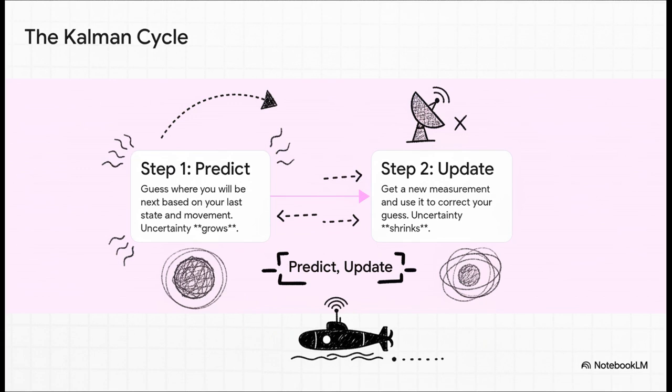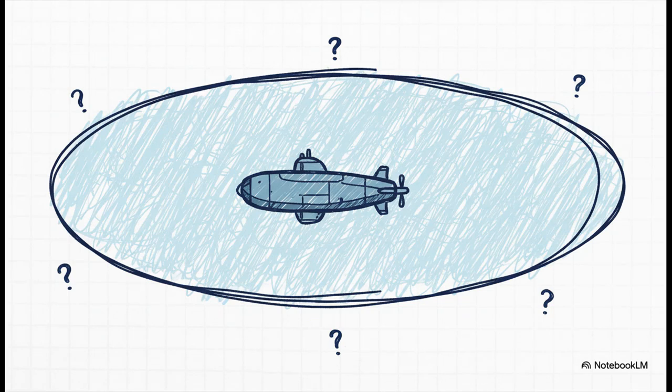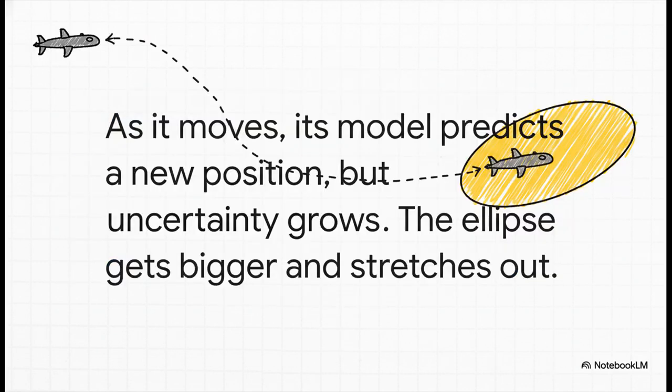So let's watch our AUV actually do this. So here's our AUV at the start. It has a general idea of where it is, but you can see from that big, wide uncertainty ellipse that it's not very confident. It's basically saying, "I think I'm here, but I could really be anywhere inside this big oval."